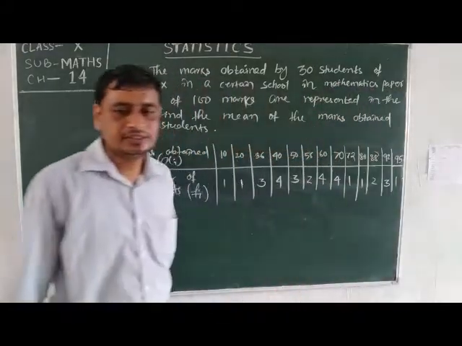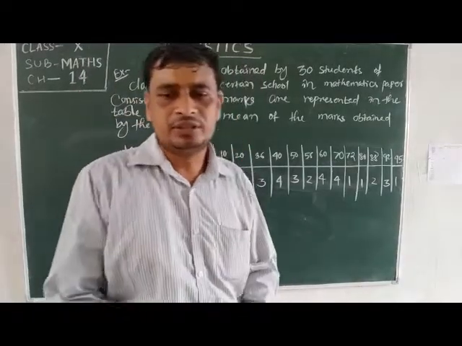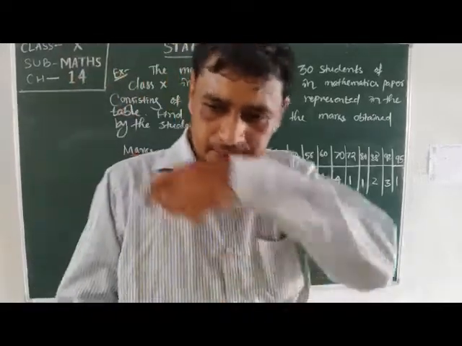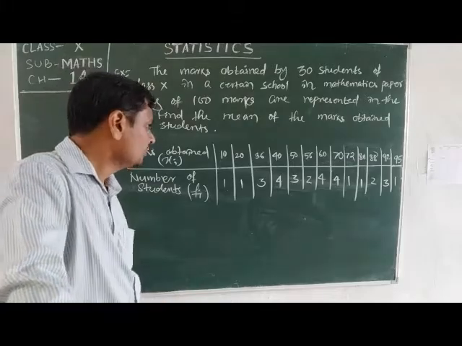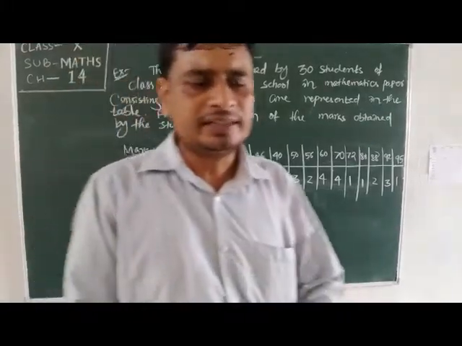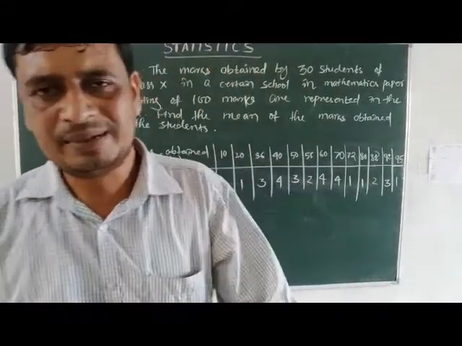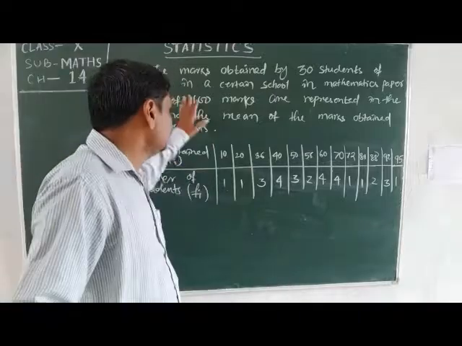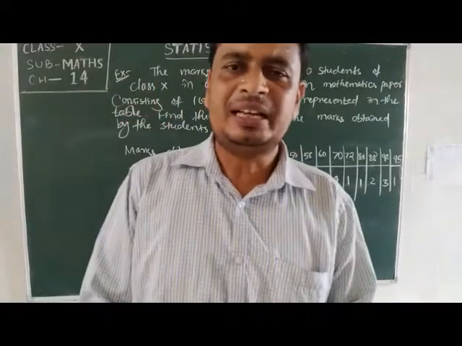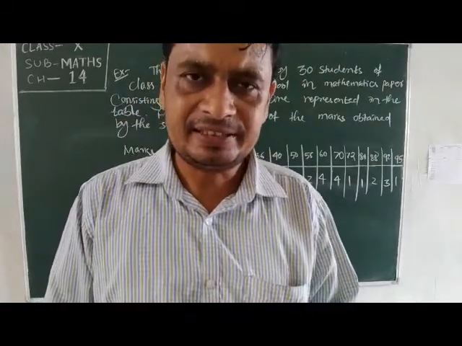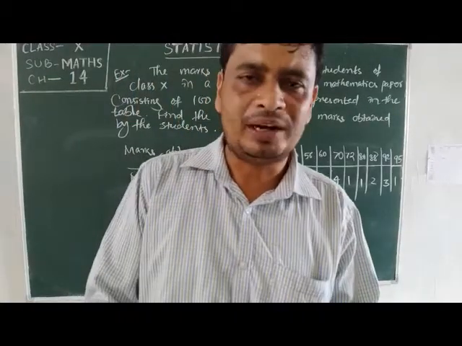We have to find the mean of the marks obtained by the students. How to find the mean? We follow the formula: sum of fi xi divided by sum of fi, where i varies from 1 to n. Here the total number of observations is 100, so n is considered as 100, and i varies from 1 to 100.